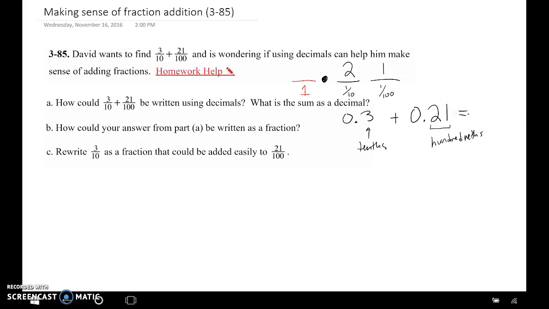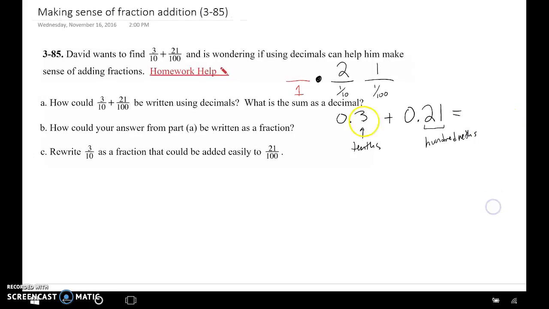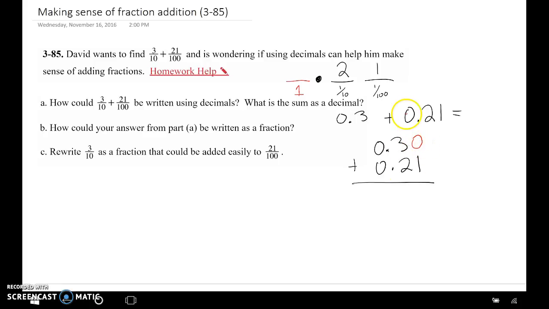And now we're going to add them together. So if I add them together, I can add tenths with tenths. And it's easier to line them up like this as well. So when I add decimals, I like to line them up. So now I'm adding tenths with tenths. I could also make this 30/100. So now I'm adding 30/100 with 21/100.